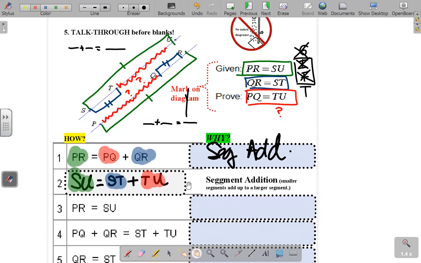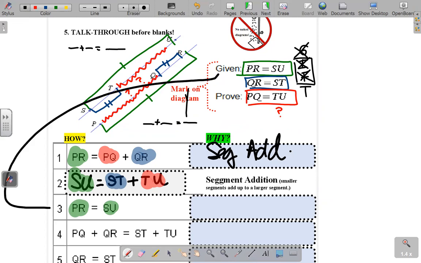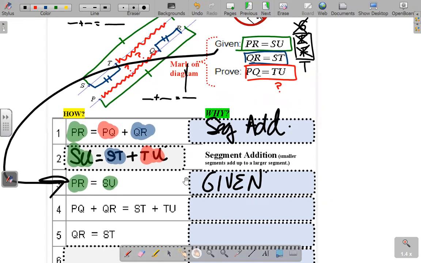Savannah, why are PR and SU equal? Where do you get that information? Yes, ma'am. It's also on the graph, but most important, it is what, ma'am? Give it. Okay.